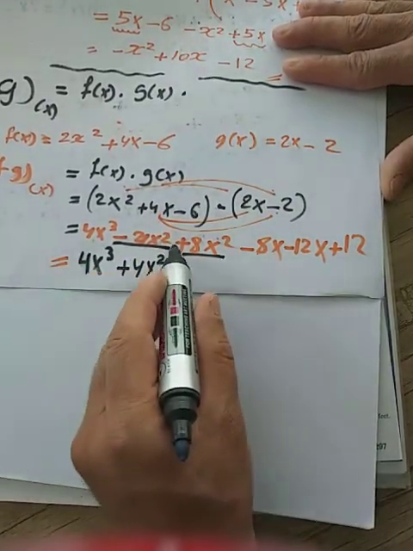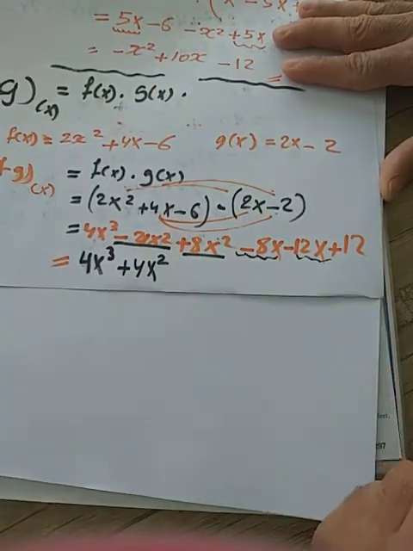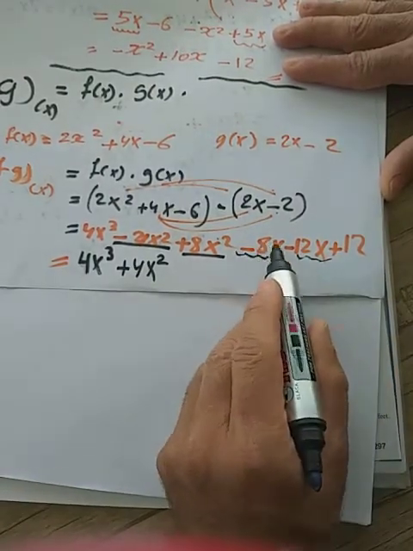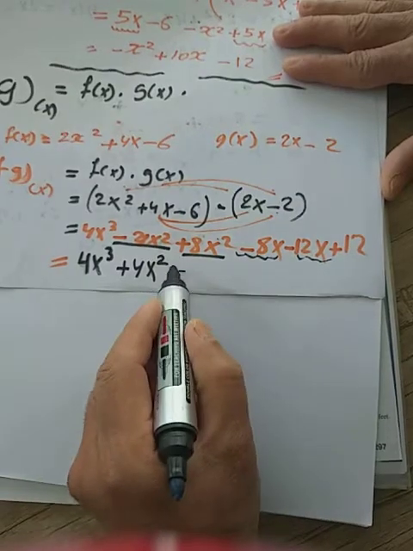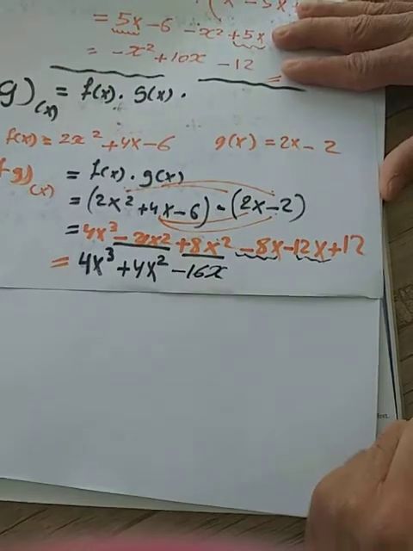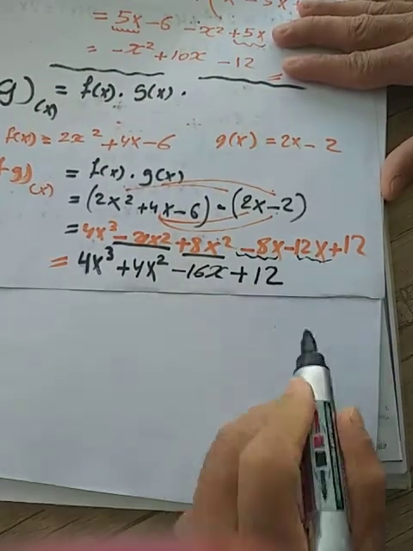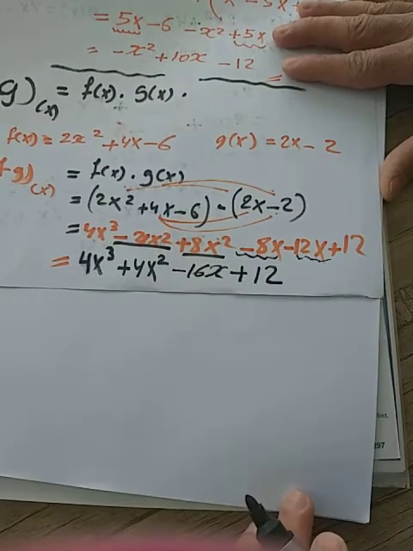Do you have an x? Yes, this is like terms. This one with this one is like terms. My negative 8, negative 12, negative 16x. And just we have 12 plus 12.